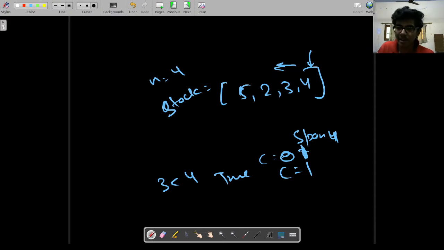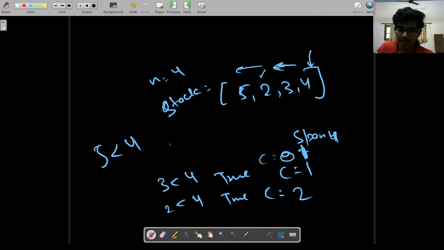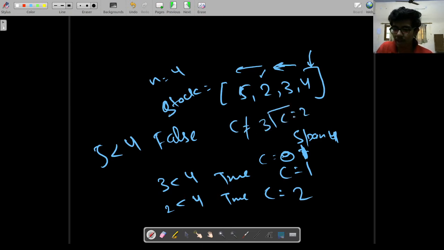Then I come over to 2. My 2 is also less than 4, so this is also true, and my count will increase to 2. Then I come over to 5. Is this true? No, it is not true. This is false, so the count does not increase. The count remains 2 over here.